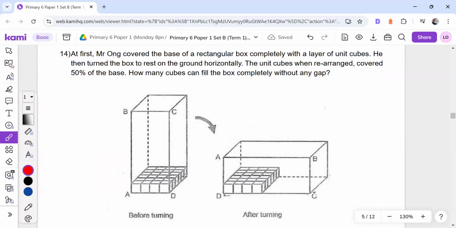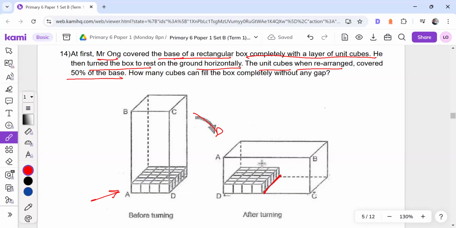At first, Mr. Ong covered the base of a rectangular box completely. So do you understand where is the base? This is the base of the box, completely with a layer of unit cubes. He then turned the box to rest on the ground horizontally. So it becomes like this, the box lies on the ground. The unit cubes, when rearranged, covered 50% of the base. Okay, so what does it tell you? It tells you that the other half must be the same number of cubes also, right?